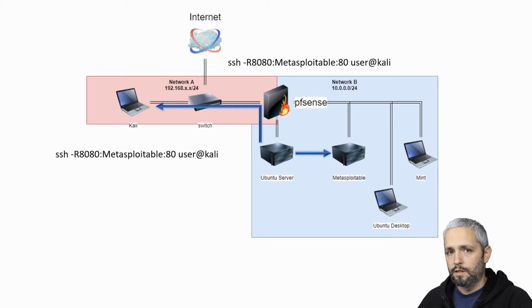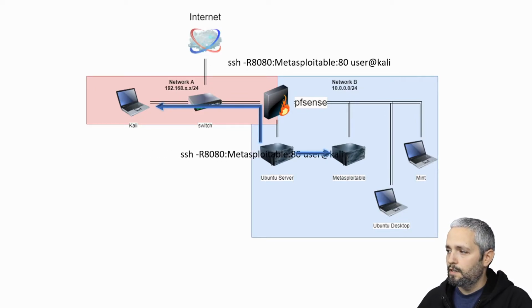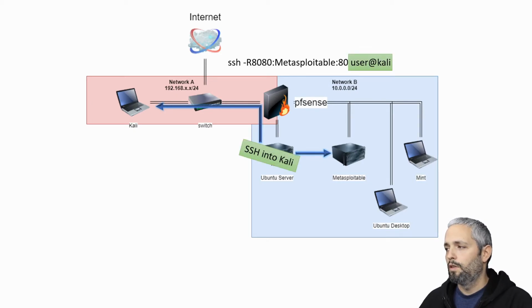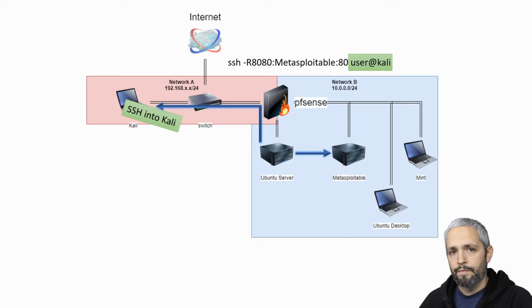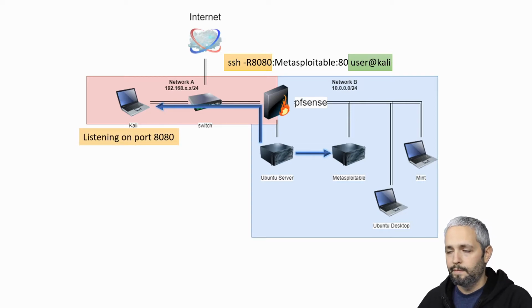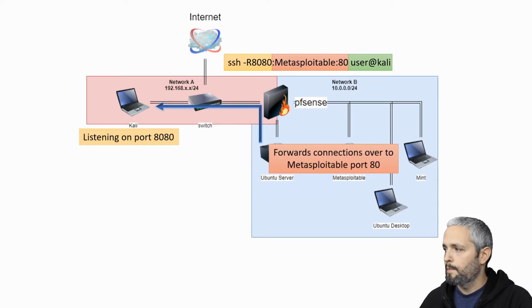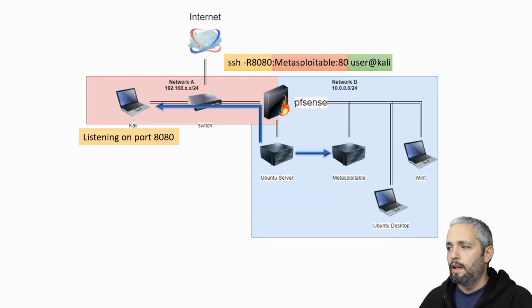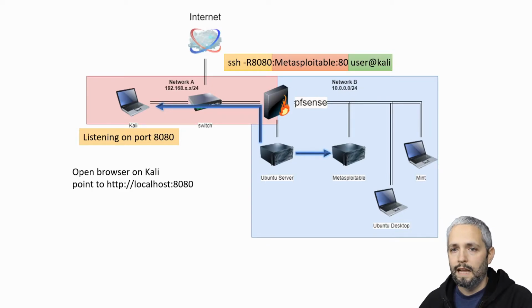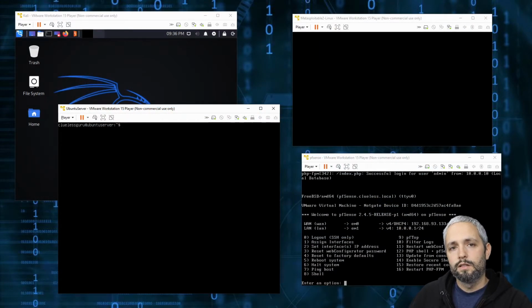So let's walk through this flow in the diagram. We take our command and we run it on the Ubuntu server. Then the Ubuntu server will SSH over to Kali. From there, Kali will listen on port 8080. And then the Ubuntu server is going to forward any connections over to Metasploitable on port 80. And then, just as before, we'll open up a browser and point to localhost 8080. So let's jump into our consoles and run these commands and actually see it in action.